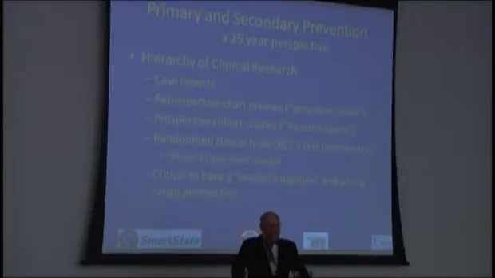So here's something for those of you that don't do this every day. Here's the hierarchy of clinical research. It starts off with case reports. Then you go to retrospective chart reviews, which are looking at the prevalent cases that you have. And then it advances to prospective cohort studies. In cohort studies, you can look at the incident cases, as well as follow the progress of the prevalent cases to see if they have further problems.